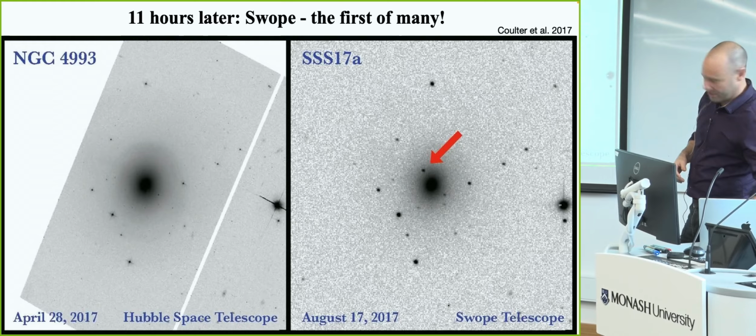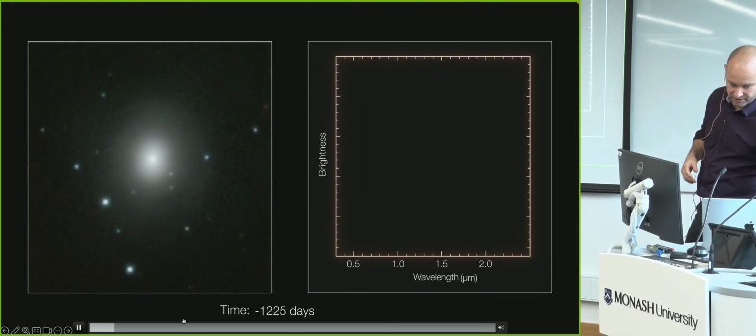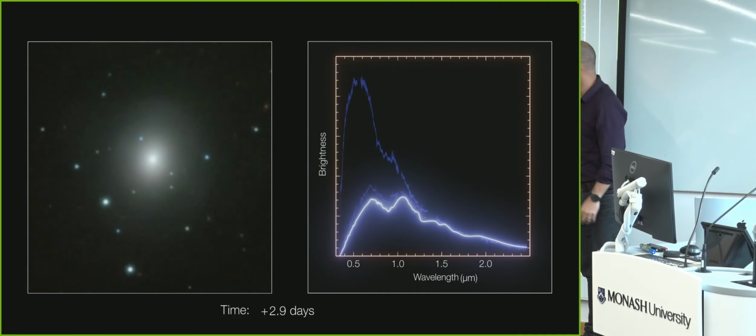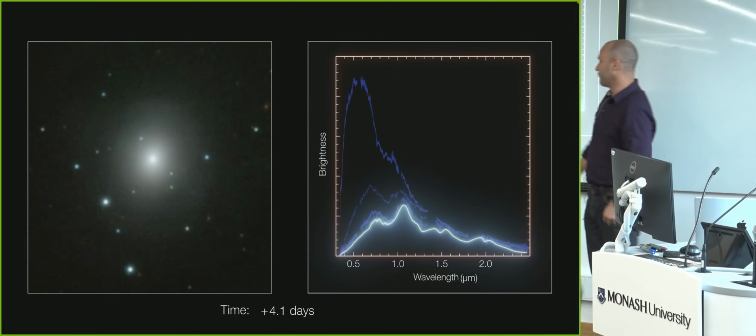You can watch this unfold in a little bit more detail, and so now you're seeing this is a spectrum of that event in the sort of optical and UV.